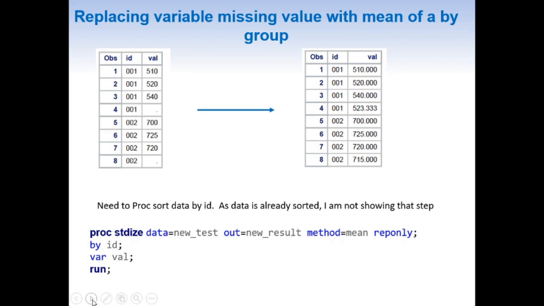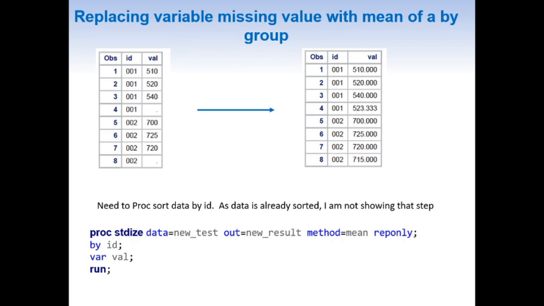Now let us look into replacing variable missing value with a mean by group. Now let us try to understand what I mean by that. Here we have another data set. This data set name is new_test and it has two columns. The first one is ID and the second one is val. And we have two distinct IDs, that is 001 and 002. And for val we have missing values for 001 and 002.